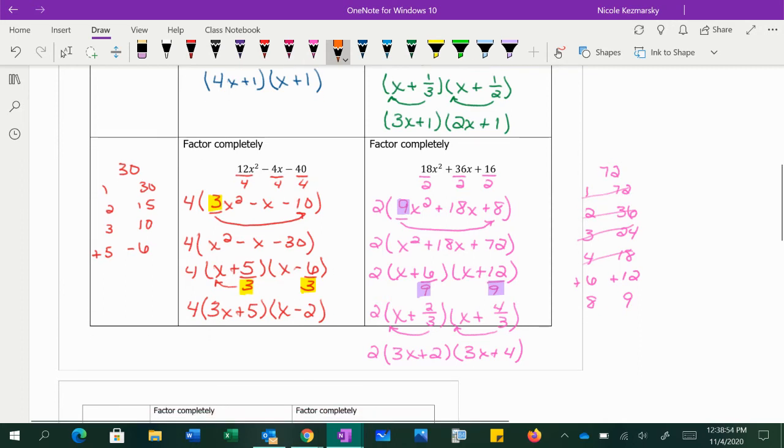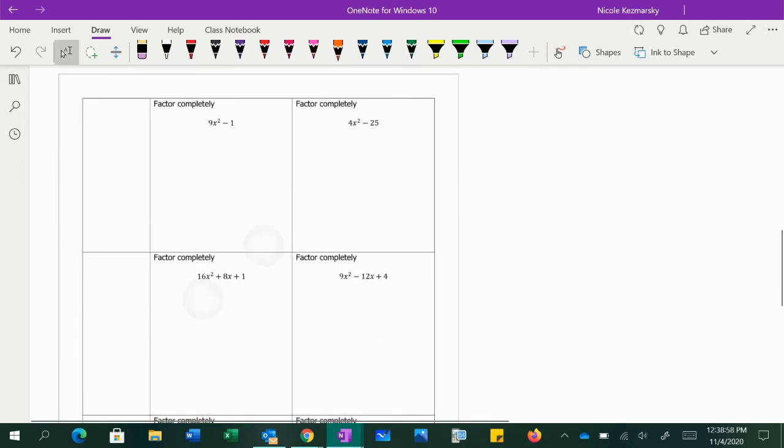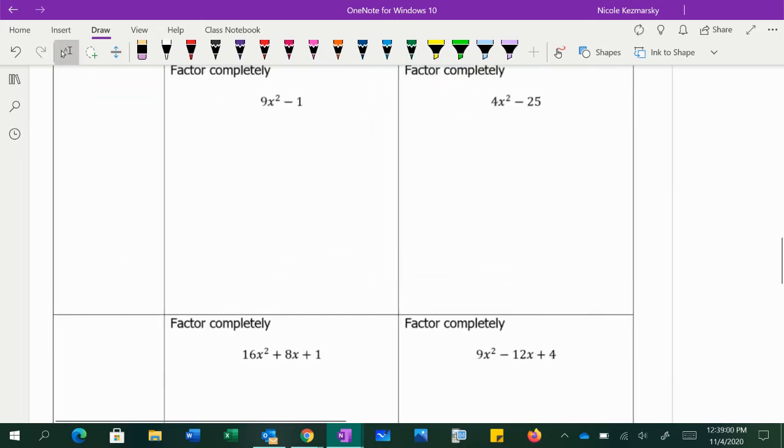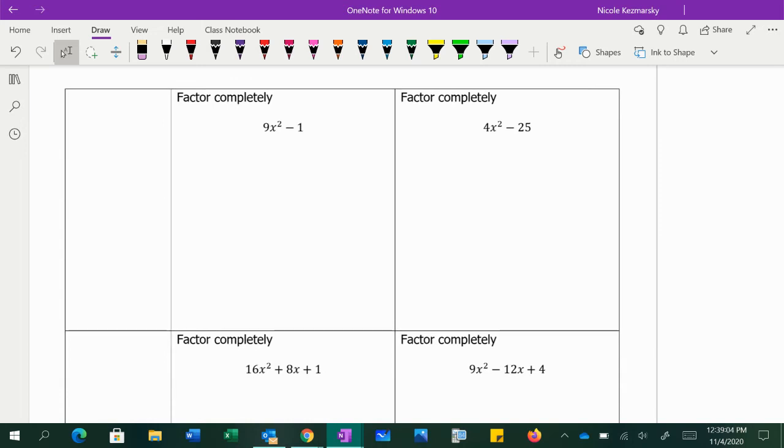On the next page, we're going to deal with some more challenging problems. Let me make that a little bit bigger. So for the first two problems, we're missing that middle term, the term that has just the plain old x. When that happens, just put it in. So I'm going to say 9x squared plus 0x minus 1. So the term is there, but it has a value of 0.